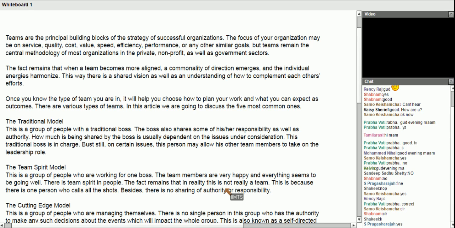So in the team spirit model, they have this spirit. There is a spirit in team members. But yes, in reality, it is not a team because one person is the authority, that is the boss, and there is no sharing of authority or responsibility. Okay. So let me brief you on these types of teams, the traditional one and the team spirit model.